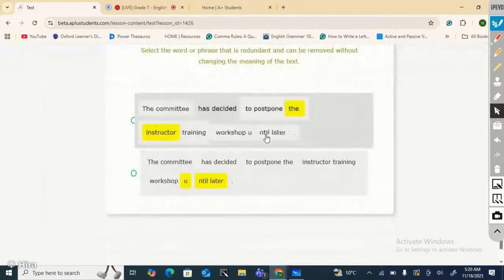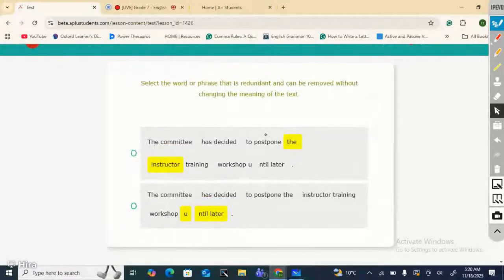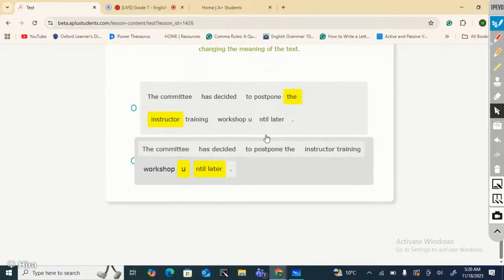The committee has decided to postpone the instructor training workshop until later. Now, select the word or phrase that is redundant. Okay. So, is the word instructor redundant or the phrase until later?